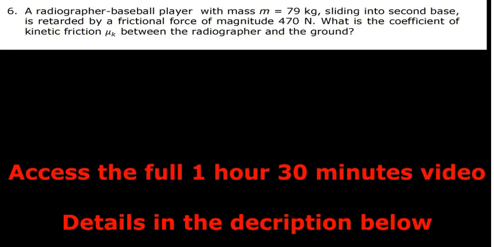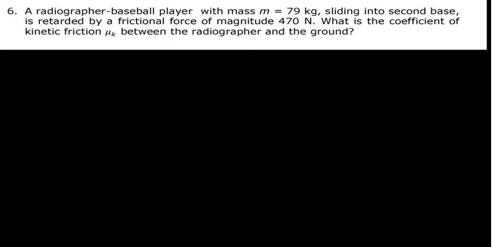Question 6. A baseball player with mass m of 79 kg sliding into second base is retarded by a friction force of magnitude 470 newtons. What is the coefficient of kinetic friction mu k between the player and the ground?